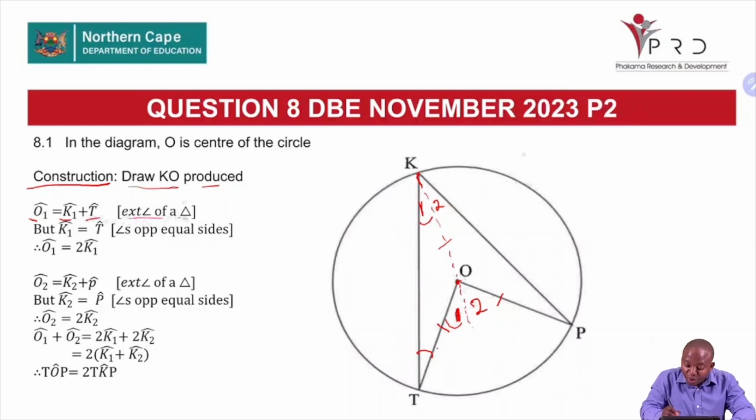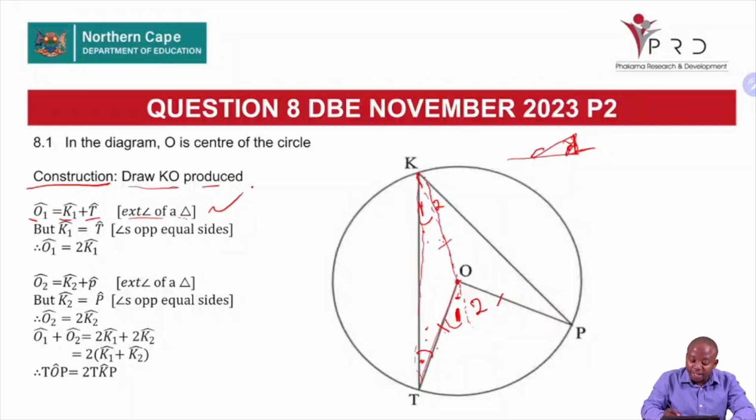Remember, when you have a triangle as follows, this exterior angle is equal to the sum of those 2 angles. So we're saying O1 is the sum of these 2 angles. That is the first statement. Now, we know that K1 is equal to K2. Remember, these 2 lines, KO and OT, are radii. When they are radii, they are equal in length. So we form an isosceles triangle.